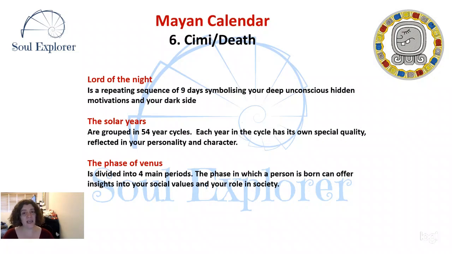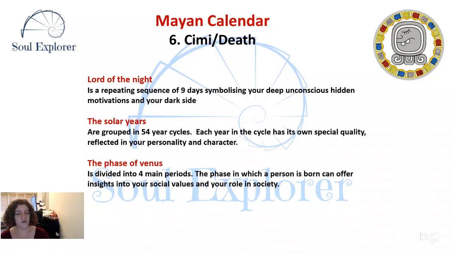Solar years, again, they're in the background, because they're in 54-year cycles. Each year has its own special quality reflected in your personality and character, but not so visible as your day sign or your Trikana sign. The phase of Venus, again, is like the solar years. It's sort of a background added layer to who you are as a person.